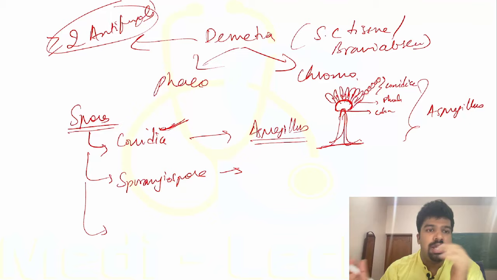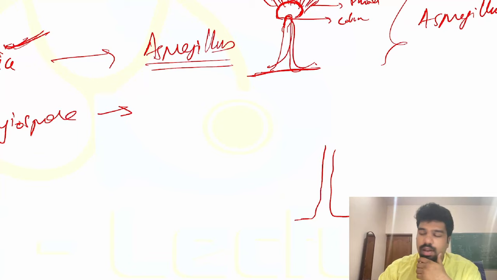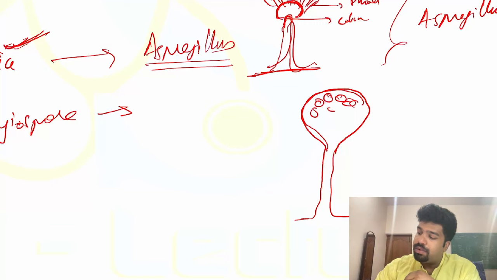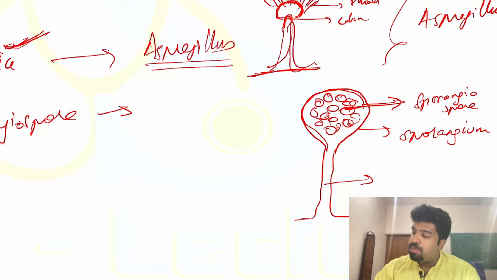Then we come to sporangiospore. Now sporangiospore looks something like this. You have a sporangiophore, which is a thin long stalk. Then you have a big basket covered by a membrane. There was no membrane in conidia. Here there is a membrane containing a lot of spores inside. These inside spores are called sporangiospores, and the covering membrane is called the sporangium. This entire ball is called the sporangium, and this stalk is called the sporangiophore.